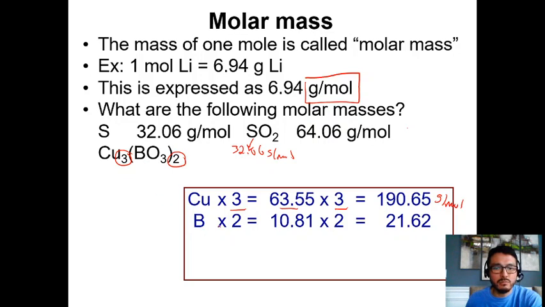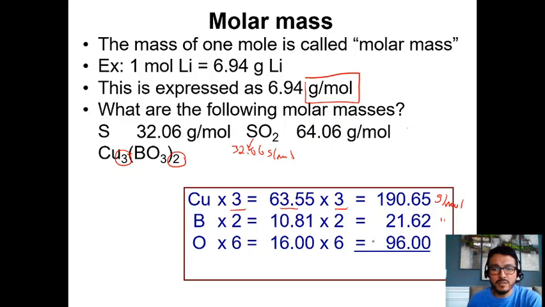So each boron has a molar mass of 10.81. There's 2 of them, so we get 21.62. Again, same units, grams per mole. For every 1 borate, there are 3 oxygens, but because we have 2, there are now 6. So we get this. 16 is the molar mass for oxygen, times 6, we get 96.